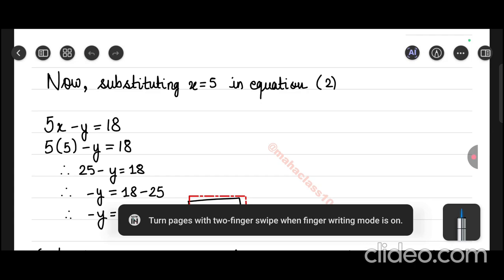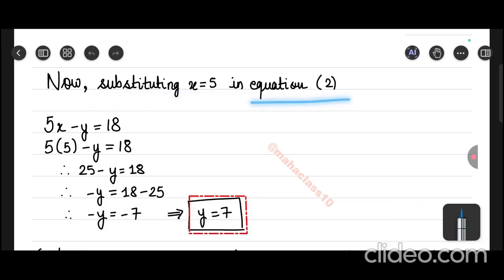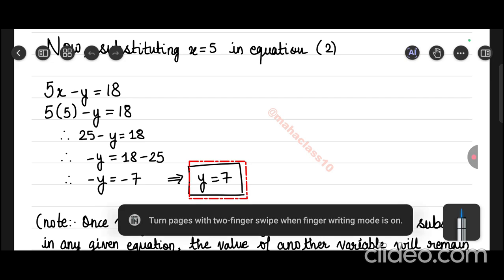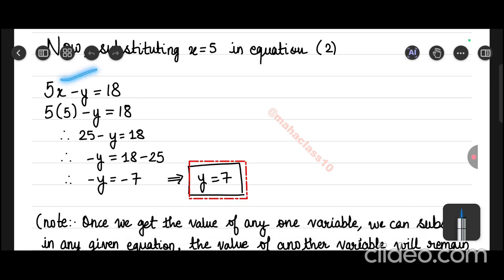Now we need the value of y. So now substituting x equals 5 in equation 2. You can substitute x equals 5 in any of the equations, you will get the same answer. So let's substitute x equals 5 in such an equation where finding the value of y is relatively easier. So we have equation 5x minus y equals 18. Substitute the value of x. So we have 5 times 5 minus y equals 18.